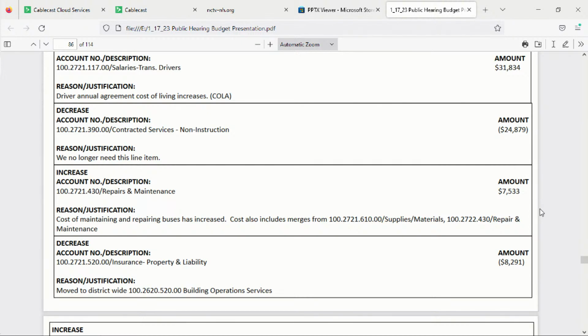For repairs and maintenance, we had an increase of $7,533. We had a couple of different line items in our budget. We decided to merge it all into one. We had some items getting billed into one department and it wasn't the correct thing, so it's just easier for us to merge it into one. And then we had a decrease of $8,291, which goes to our insurance and property and liability, which falls under building operations.